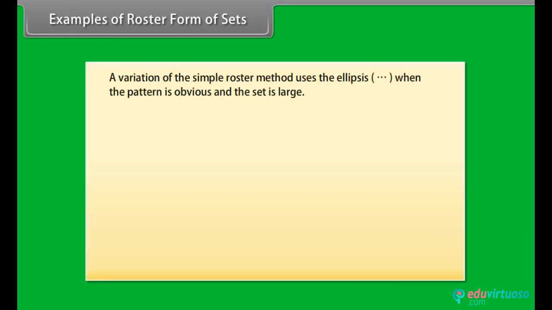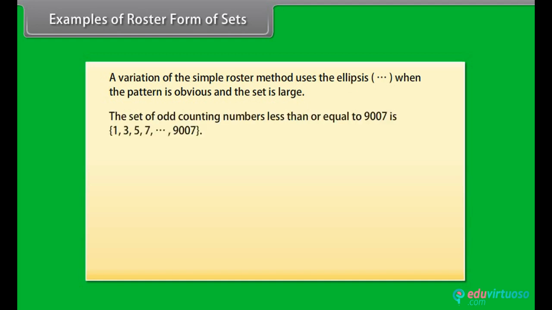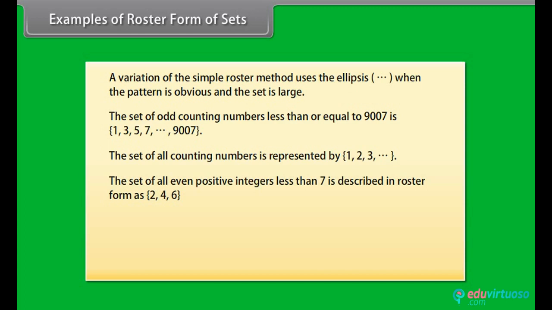Examples of roster form of sets. A variation of the simple roster method uses the ellipsis when the pattern is obvious and the set is large. The set of odd counting numbers less than or equal to 9007 is {1, 3, 5, 7, up to 9007}. Set of all counting numbers is represented by {1, 2, 3, and so on}. The set of all even positive integers less than 7 is described in the roster form as {2, 4, 6}.